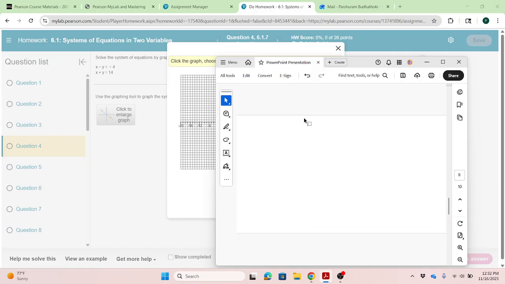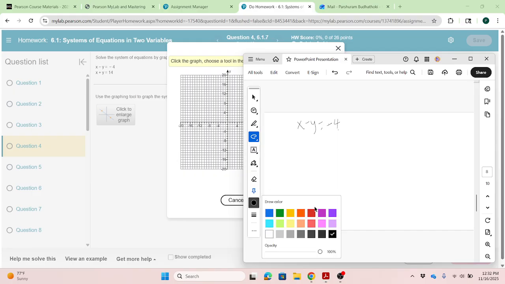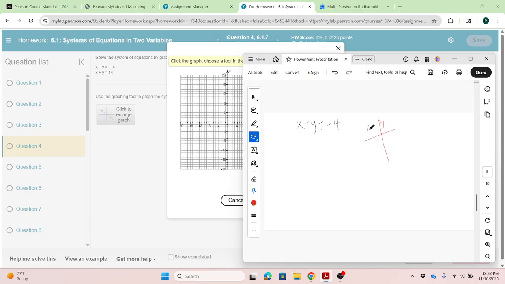Let me go here and find the 2 points. The first equation, as you can see here, is x minus y equal -4. That's the first line. So how do you find the points? Just make a table and choose a value of x. Let's say x equal to 0. If you put 0 here, what happens to y? y equal -4 means y would be 4. This is one of the points on that line.